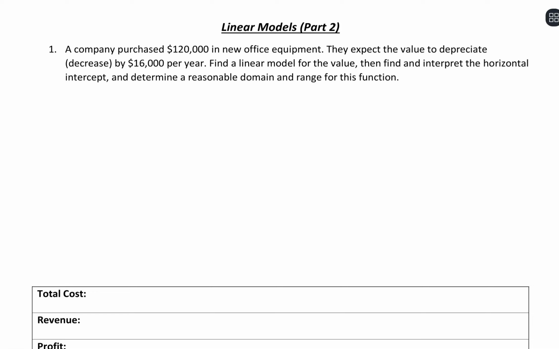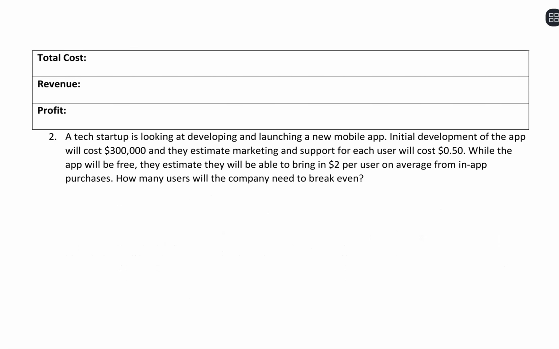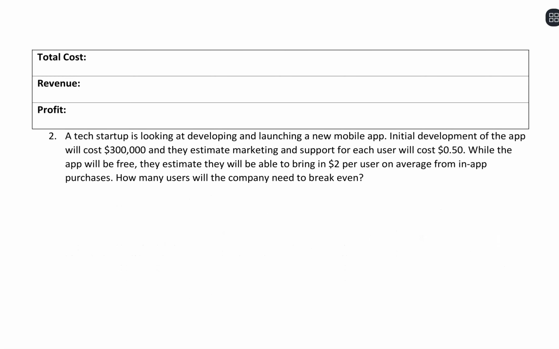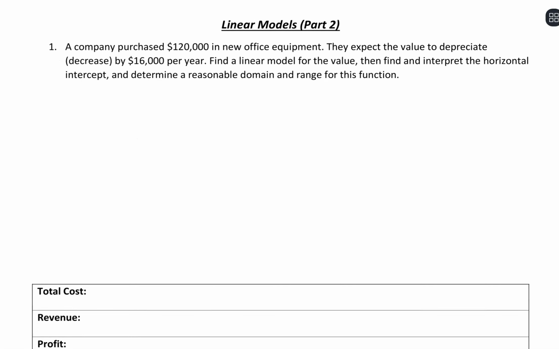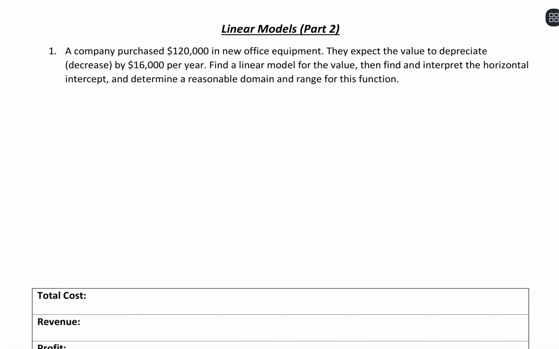All right, so here we're going to look at a few more linear models as well as talk about some business applications involving cost, revenue, and profit. So this first one, I'm actually going to take out part of the question here. At the end, we say find a linear model for the value. That's all we're going to do here. We actually didn't need this much space, but we're skipping horizontal intercept and domain and range. We're not doing that. Okay.